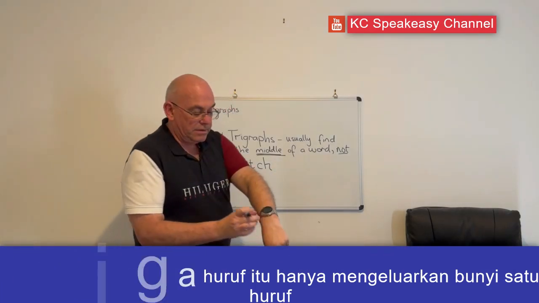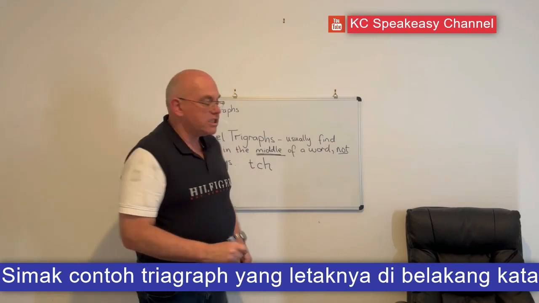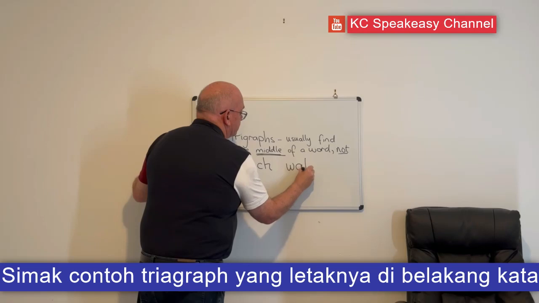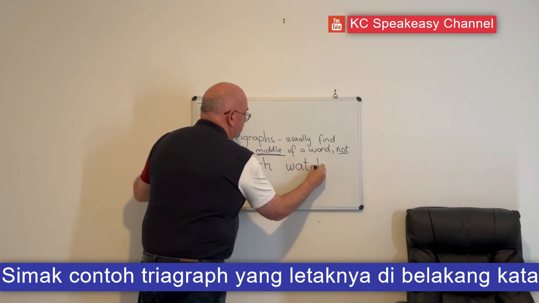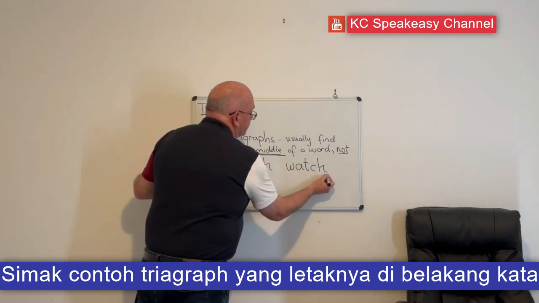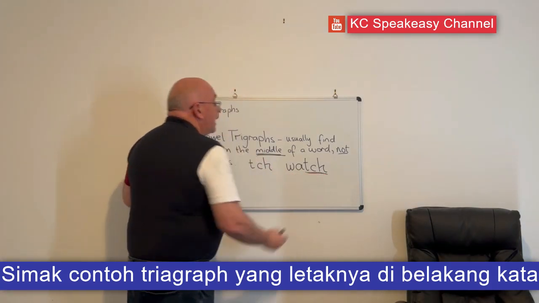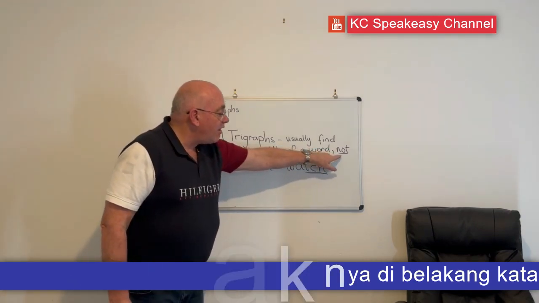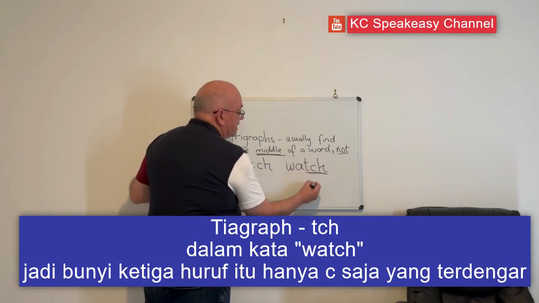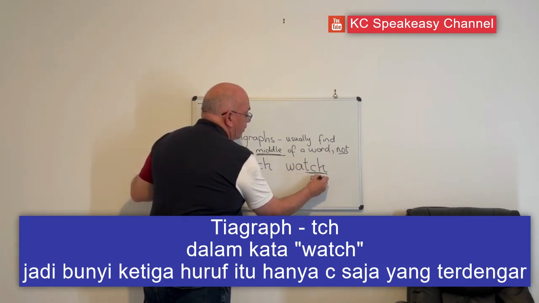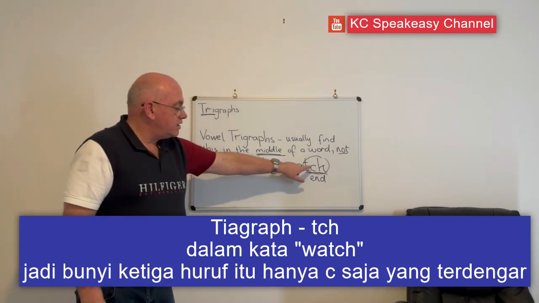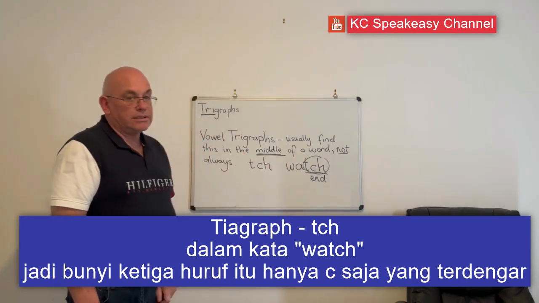For example, I am wearing a watch. So I am wearing a watch. Now, there's the trigraph, watch. And I've shown you that it's not always in the middle. Sometimes it's at the end of a word, like this. Watch, watch. All right.